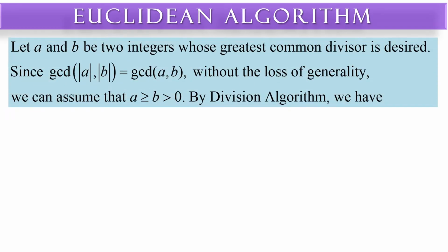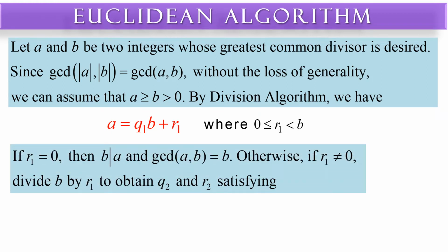The algorithm is as follows. Let A and B be two integers whose greatest common divisor is desired. Since GCD of the absolute values of A and B is the same as GCD of A and B, without loss of generality, we can assume that B is less than or equal to A but greater than 0. By the division algorithm, we have A = Q1 B + R1, where R1 is greater than or equal to 0 but less than B.